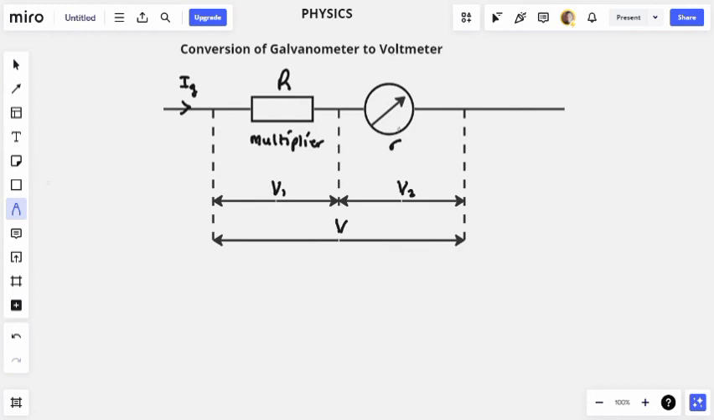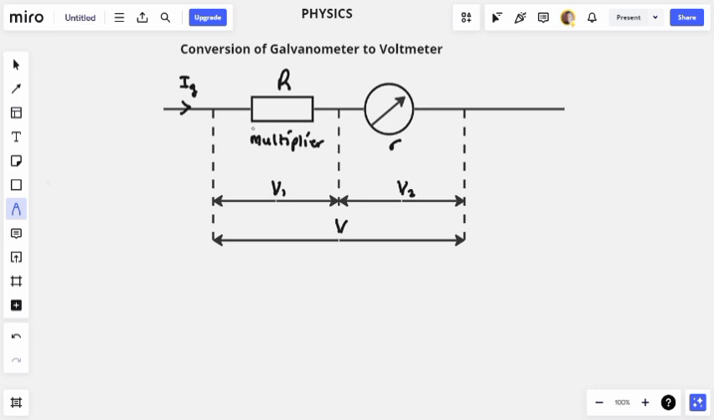Now, we know that a galvanometer, which is this circular symbol with an arrow inside, is a current indicating device or a moving coil used to indicate the flow of current. However, we want to use it for the measurement of voltage. So we are converting it to a voltmeter. How do we convert this to a voltmeter? We convert it by connecting a multiplier to the galvanometer.